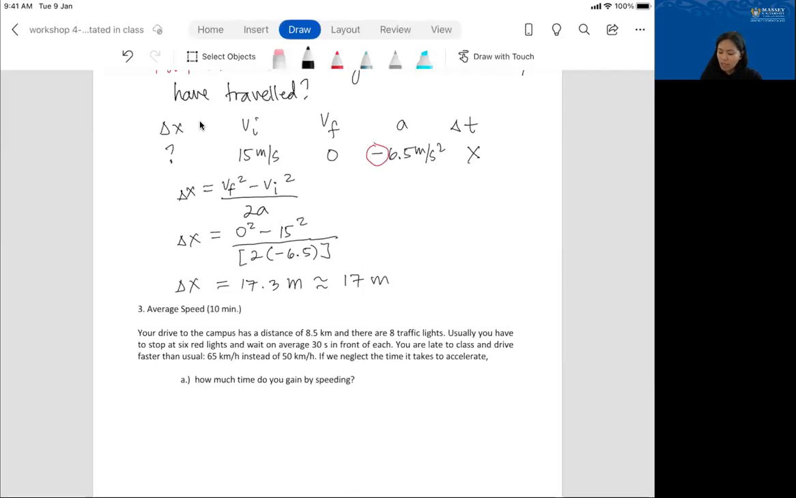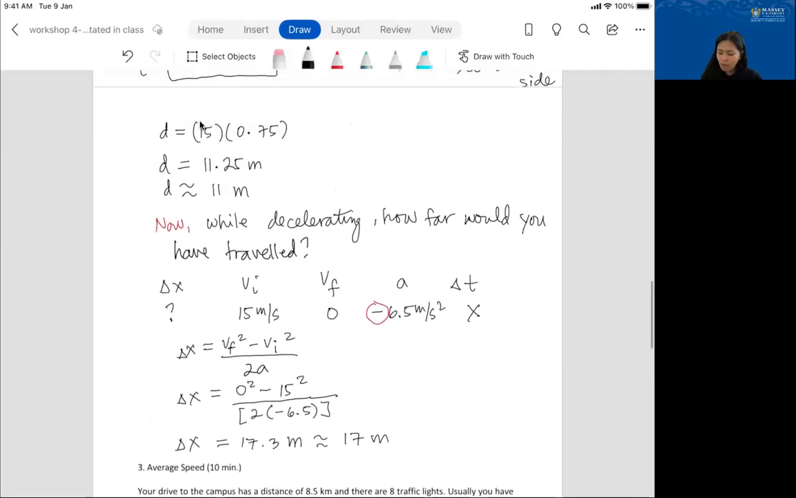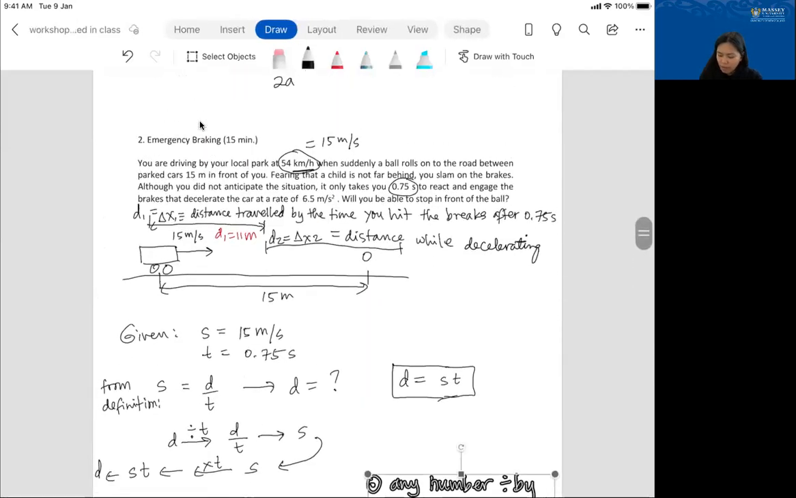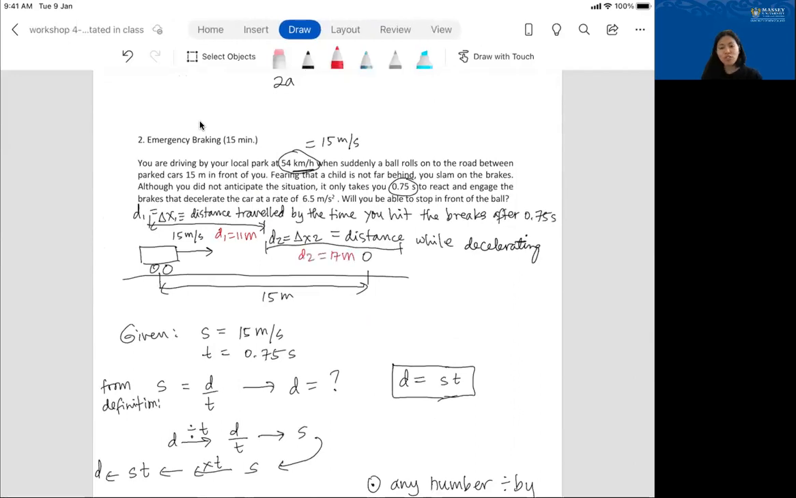So that means in the process of decelerating and stopping, you would have traveled 17 meters. The total distance that you needed to stop completely would be 11 meters plus 17 meters, which is 28 meters. By the time you've stopped, it's farther than where the ball is. So in that case, you would have hit the ball, and if there was a child there, you probably would have hit the child, unfortunately.